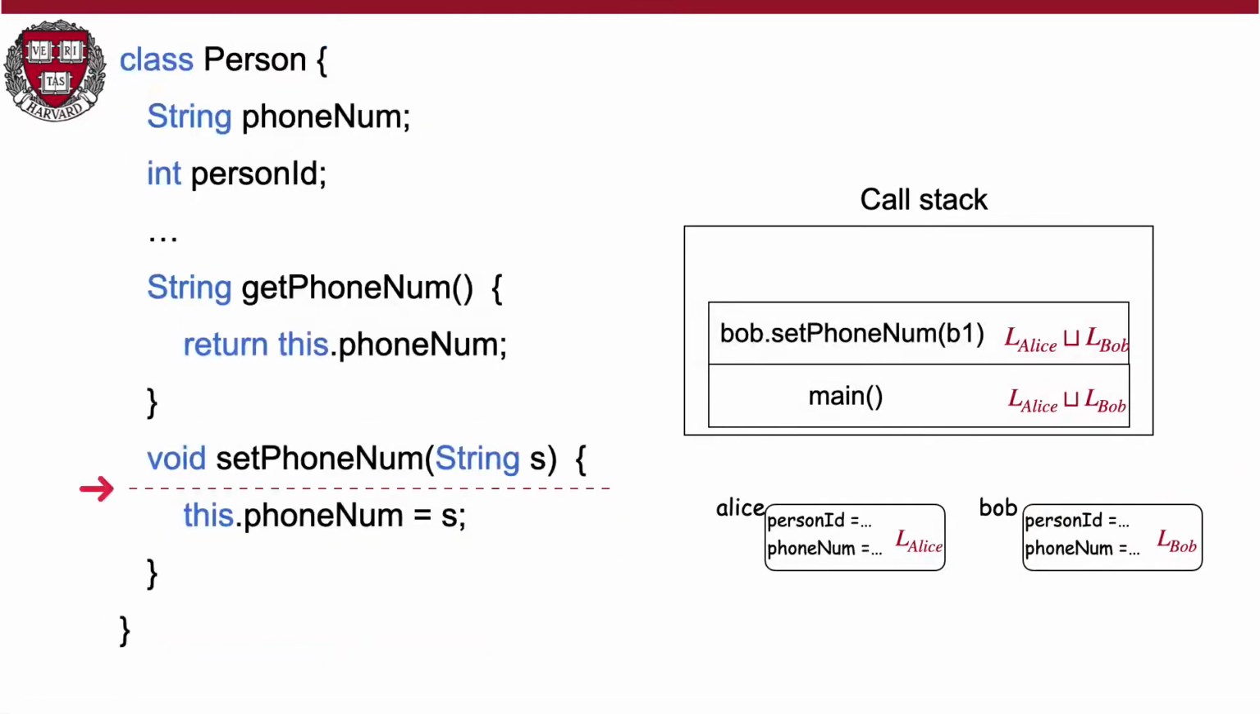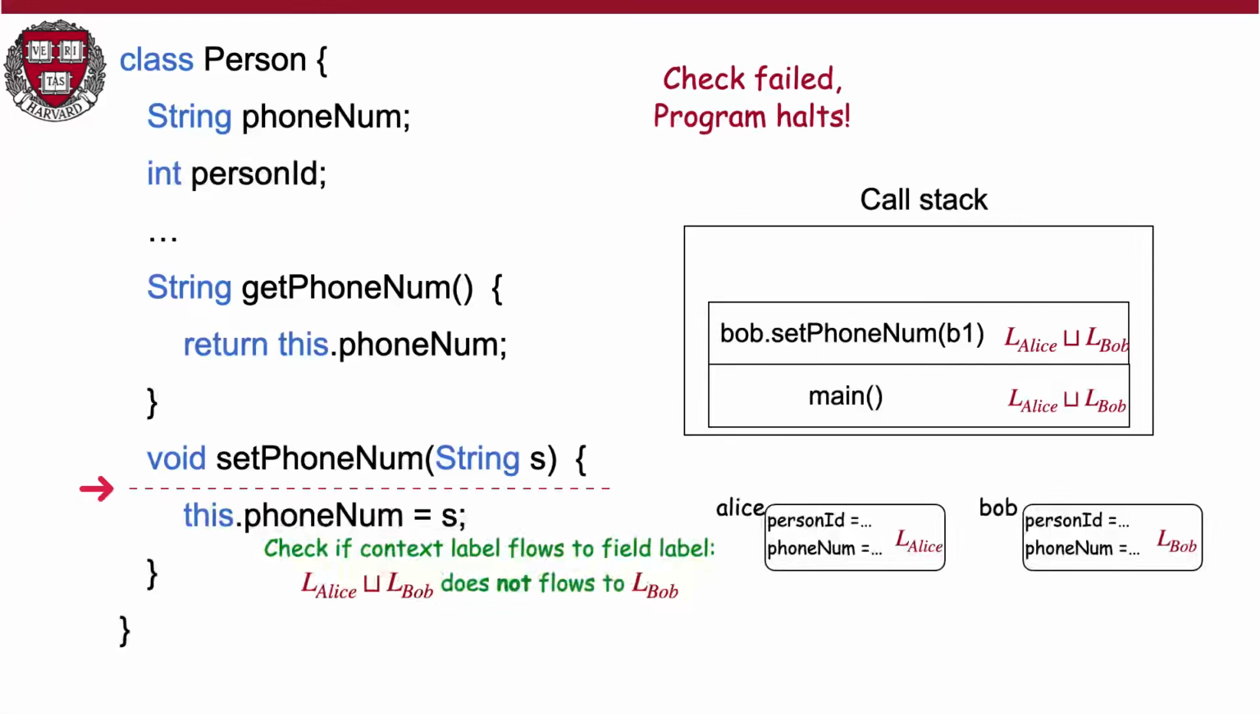Inside the callee container, the method call tries to update a field of object Bob. Remember that the field label of an object does not float upwards, so because the context label, the join of LAlice and LBob, does not flow to LBob, the field write fails to indicate a possible security violation, and the program halts. This example demonstrates how computational containers and the context label work.